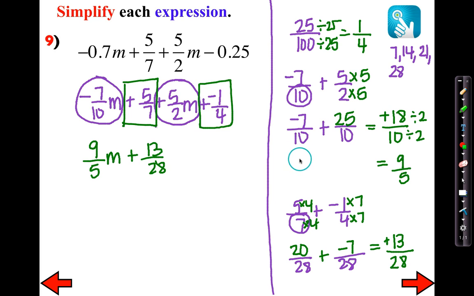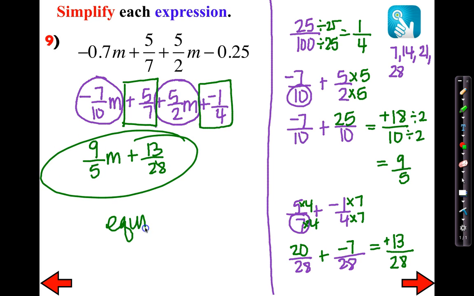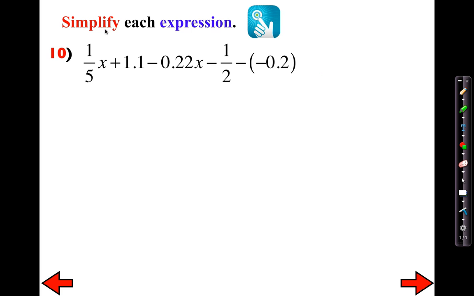And there you have it. Let's not forget that this here is equivalent to the first expression here. They do look different, but they do represent the same exact expression. Now it's your turn, but before you get started, I want to talk about something here.